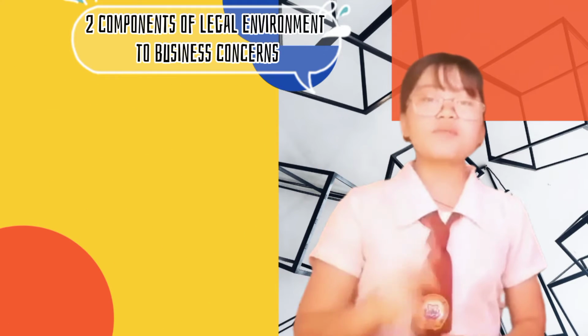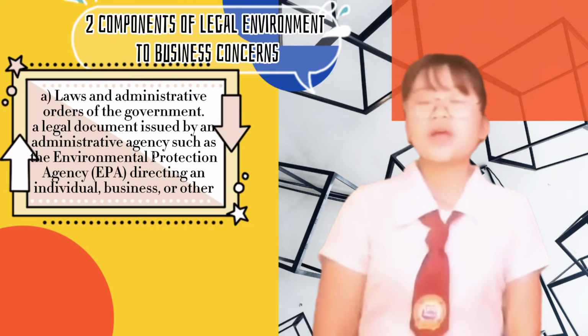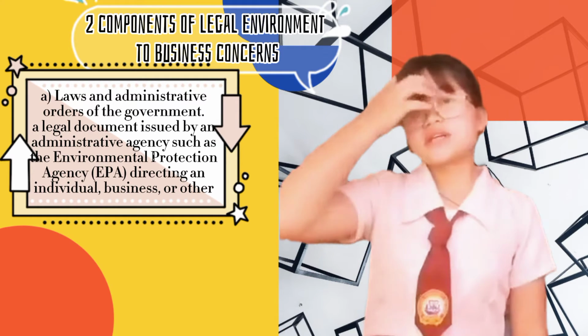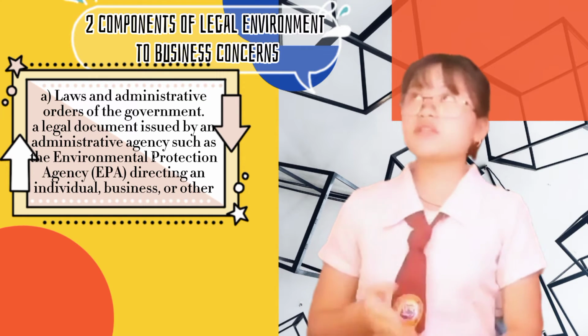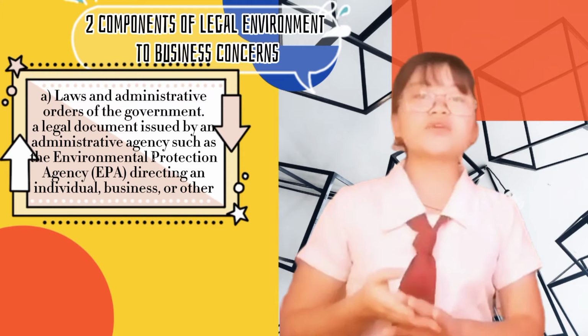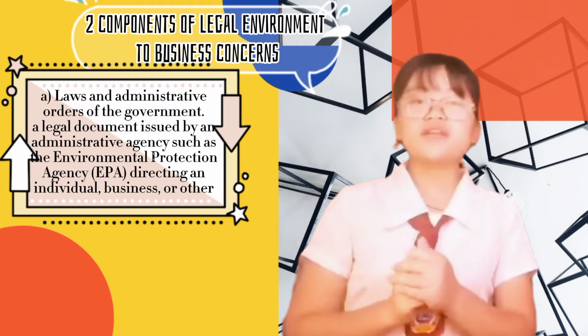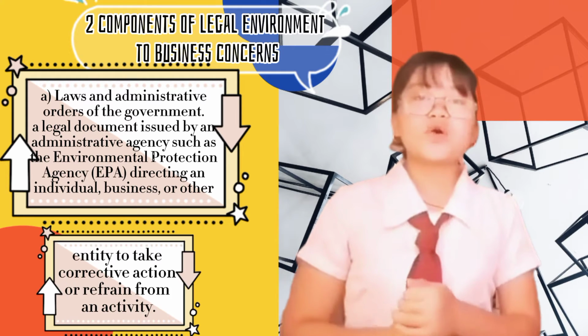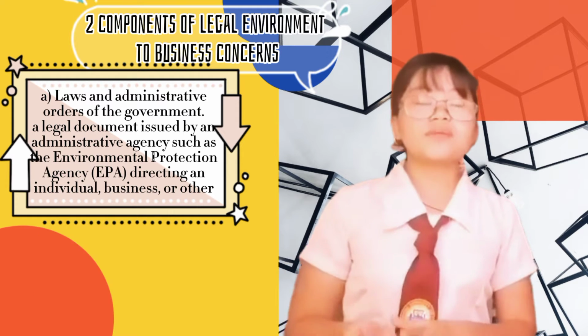There are two components of the legal environment of a business concern. First is laws and administrative orders of the government. It is a legal document issued by administrative agencies such as the Environmental Protection Agency, directing an individual, business, or other entity to take corrective actions or refrain from an activity.